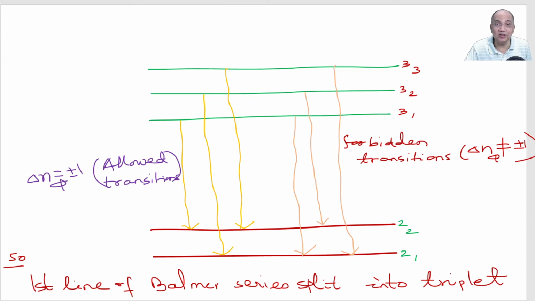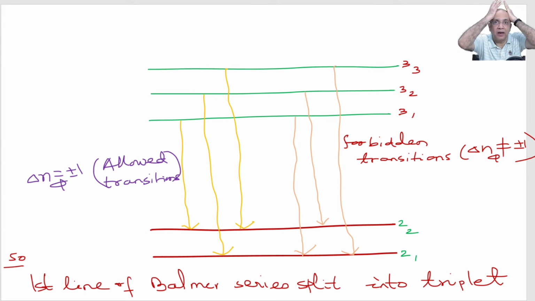So it was originally expected that a single line will be splitting into 6 finer lines, what we call a sextet. But really only 3 lines were observed. 3 lines is called a triplet, 4 lines is called a quartet, and 5 lines a quintet, 6 lines is called a sextet. So they were expecting sextet, but actually Stark and Zeeman found 3 lines for 1 line. The first line of the Balmer series from 3 to 2 transition, now they found actually 3 lines.